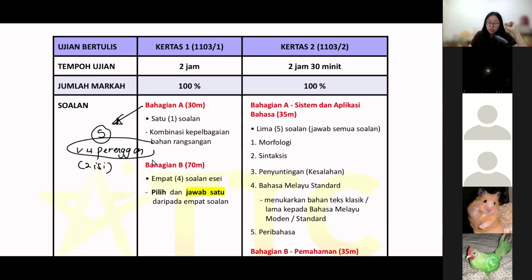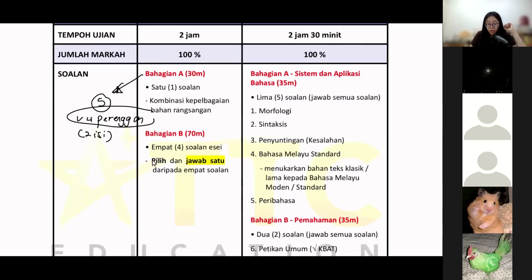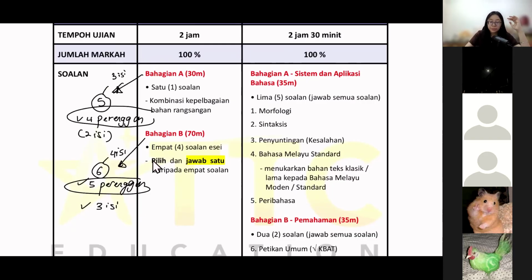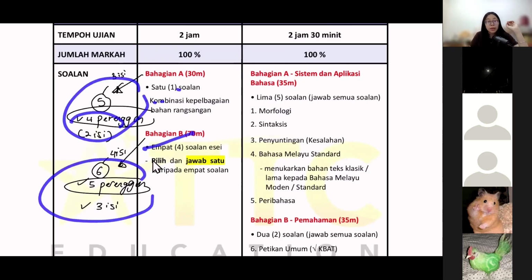Okay? And then same goes with bahagian B, which is karangan panjang. Normally, we write 6 paragraphs. But some of the teachers want you to write 5 paragraphs, 5 perenggan, because they want you to have 3 isi saja. Normally, we have 4 isi. If 6 paragraphs, it is 4 isi. 5 perenggan is 3 isi, pendahuluan and penutup. But some teachers want just 2 isi for bahagian A and then 3 isi for bahagian B.